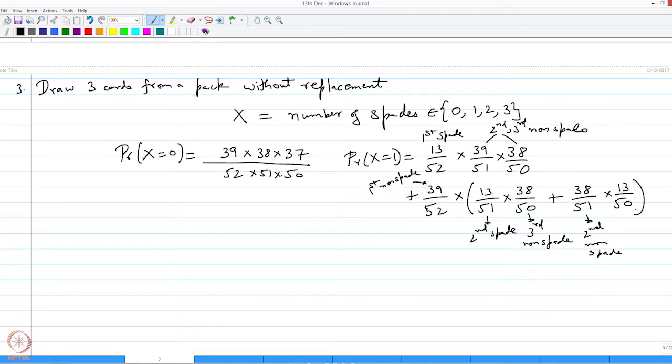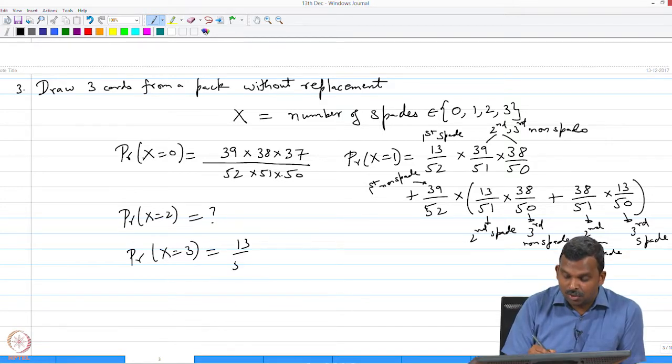Okay. So, this is a way to compute probabilities. This is the conditioning method. You condition on what happens in the sequence of events, and this is something that you have to do. Okay. So, likewise you can do for the probability of x equals 2. I will leave that as homework. You can think about it. What will you do? I will do the easier case of the probability that x equals 3, in which case all 3 are spades. Okay.